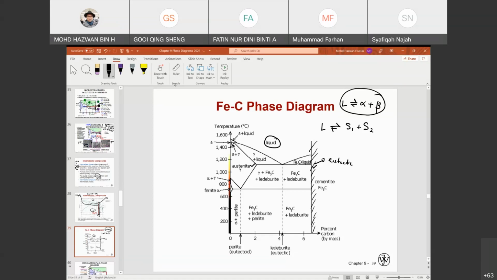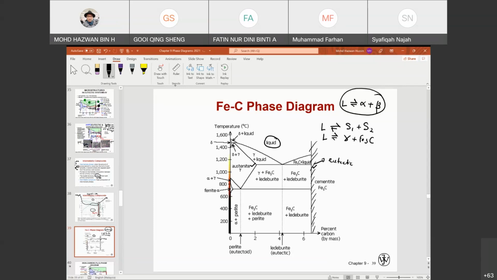But now the similar concept, one liquid, when you solidify, it forms another two solids, but now the solids will be different. You have liquid, double-headed arrow, gamma plus Fe3C. Gamma is actually austenite and Fe3C is actually cementite. Okay, so this is actually eutectic. So betul lah macam Fatin tadi cakap, eutectic actually means metal or alloys that melt at a lower temperature. So this is actually part of the requirement.